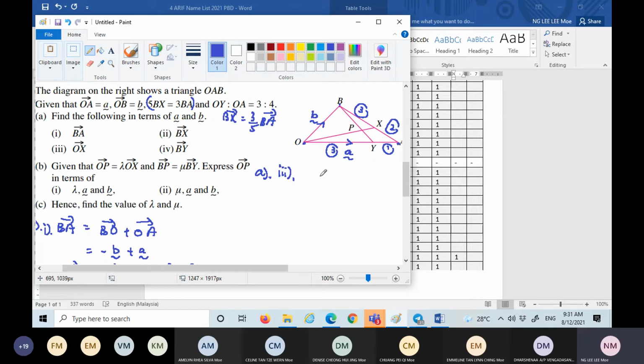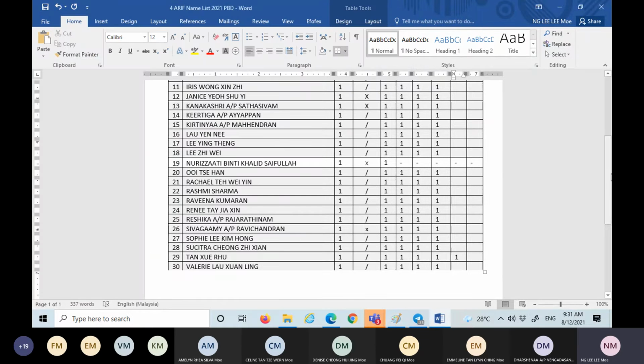Part 3, OX, from O to X. Now you see, I have information from O to A. I have information from B to A and then B to X. BA, BX, I already have in part 1 and part 2. So now OX, this is simple. Okay, Farha again.